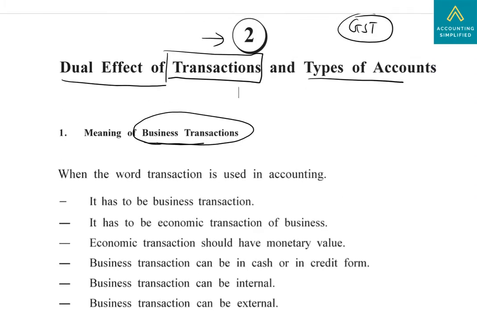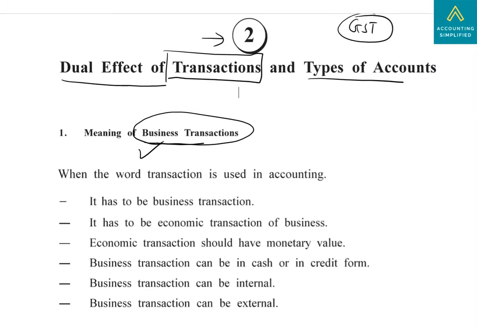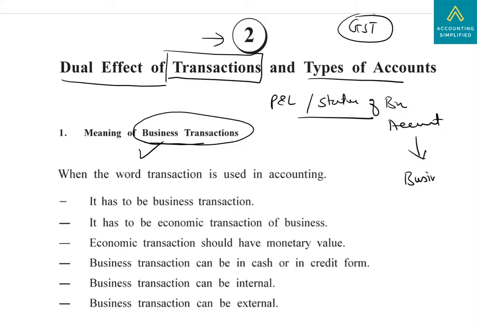Suppose a father gives his son 20 rupees, that is a personal transaction, right? And what are we learning here? Business transactions, right? So first we are going to learn about transactions. And why do we need to learn about transactions? Because you know that we need to find out profit and loss, and we need to find out the status of a business, and for that we need to write accounts, right? And accounting starts with business transactions. The business transactions should occur, and those business transactions we should write in the books of accounts.